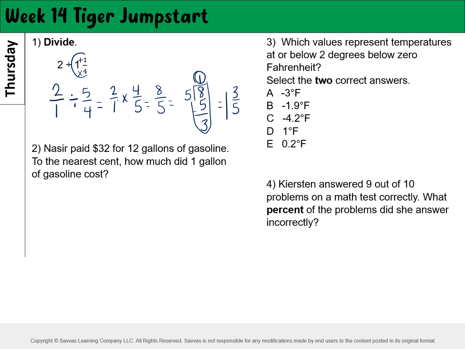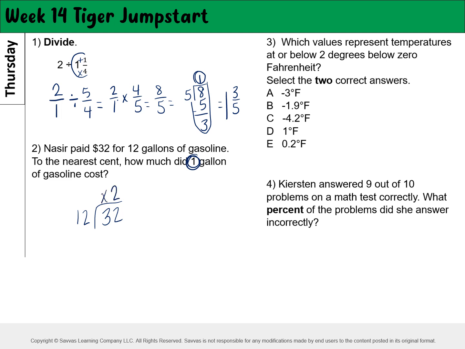Number 2. Nasir paid $32 for 12 gallons of gasoline. To the nearest cent, how much did 1 gallon cost? Remember, to find one of something, you're going to divide. So we are doing $32 divided by 12. 12 cannot go into 3. 12 goes into 32 2 times.